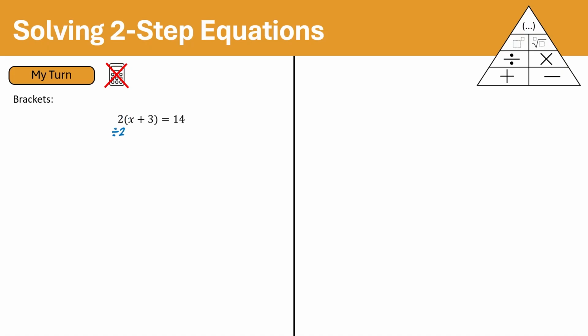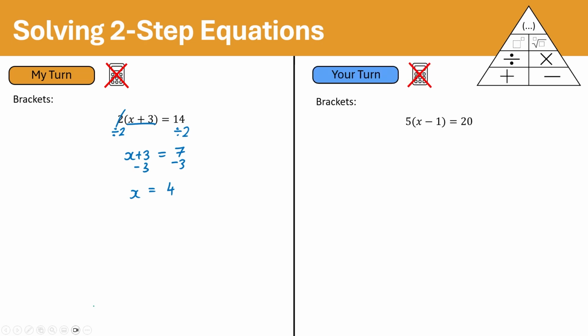Because I'm multiplying the entire bracket here by 2, I can undo that multiplication by 2 by dividing both sides by 2. On the left-hand side, well, I get rid of this in a sense, and it leaves me with x add 3. And on the right-hand side, that leaves me with 7. I can then subtract 3 from both sides, and that'll leave me with x is equal to 4. Here's one for you to give a go.